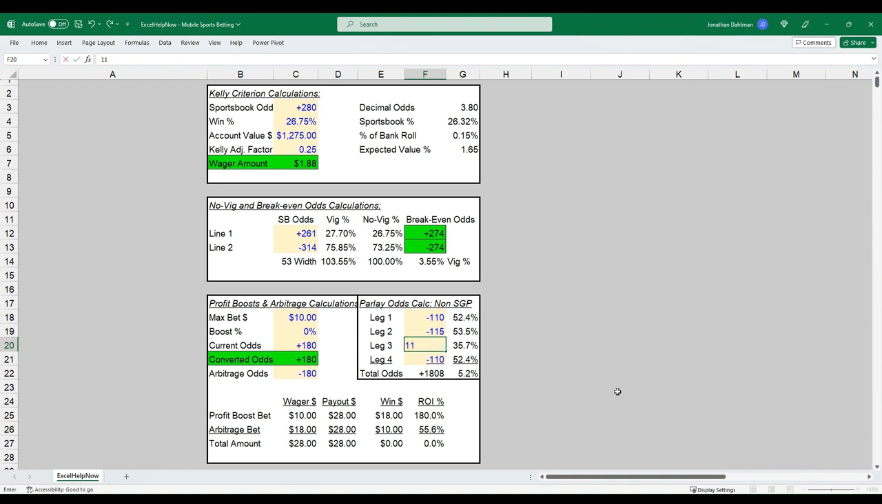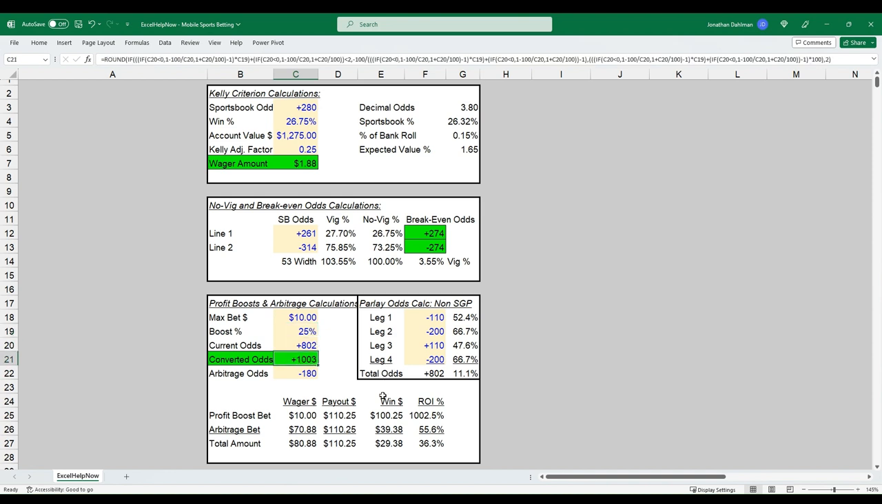You can move this around to whatever you want to just to see what different parlay opportunities. And so you could take this plus 802, plug it in over here, and let's say you're getting a 25% parlay boost. So you know this 802 with my 25% boost is actually going to be odds of just over 1,000. And then you can see a $10 wager is going to equal a $110.25 payout with me winning $100.25. So that's how you can incorporate parlays into this as well.